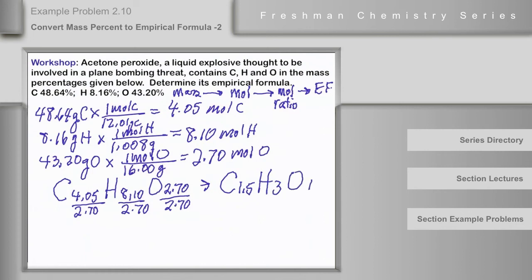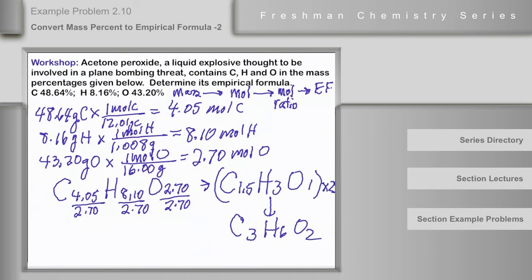Now we can't leave it that way because 1.5 is not a whole number. We need whole numbers here. So we have to figure out what's the smallest integer we can multiply by to make all of these subscripts integers, and that clearly is 2. So we're going to multiply this whole thing times 2, and we're going to get the empirical formula C3H6O2. Questions?